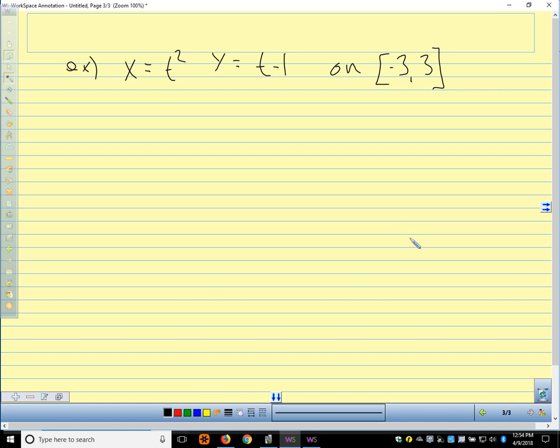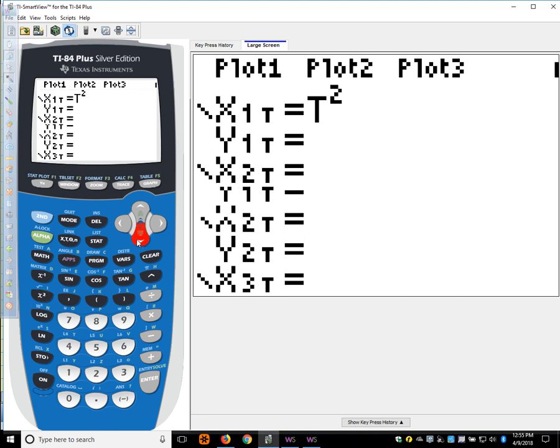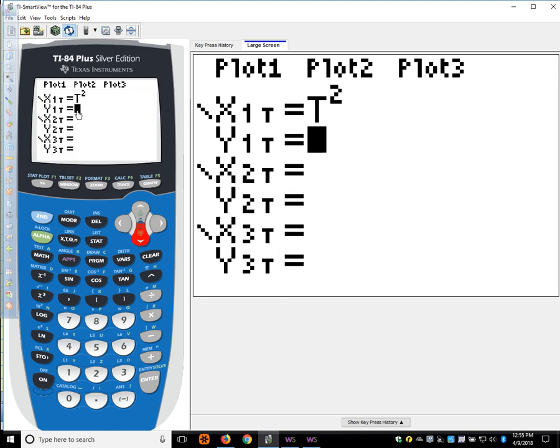So before we graph this, what are you going to guess this thing is? A parabola, but this time the x part is the squared part. It's going to be a horizontal parabola. So let's take a look. So I'm going to go in here, and x is t squared. And y, so when you press your x t theta button, you get a t instead of an x. And y is t minus 1.